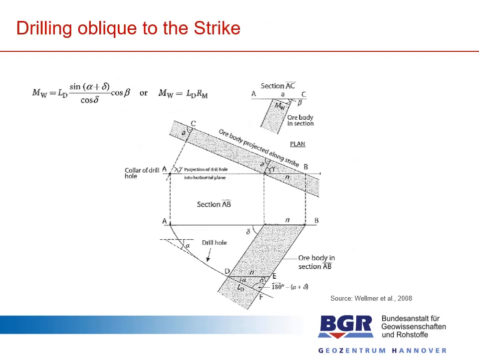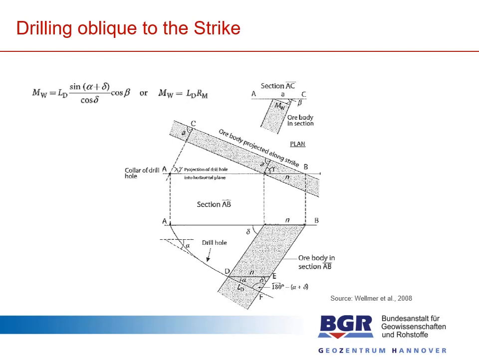Here you can see what is happening to the true thickness of a drill intersect if you're drilling oblique to the strike. So you do not only have the problem that you're not perpendicular to the structure you are drilling through, but additionally you are drilling oblique. On this slide on the very top, you see a cross section from A to C with the ore body dipping again relatively steep.